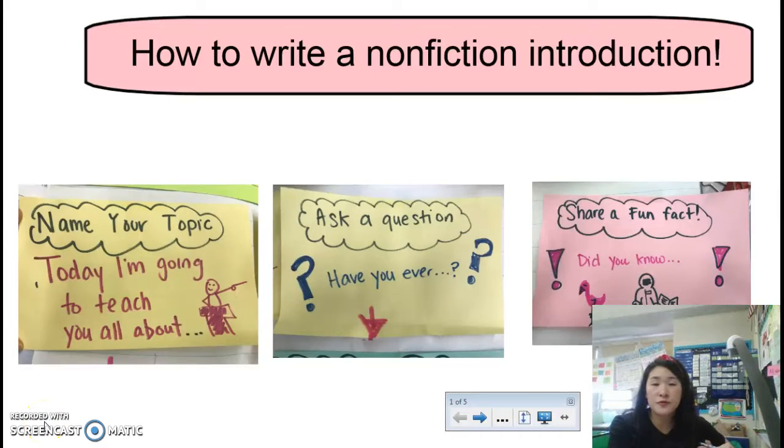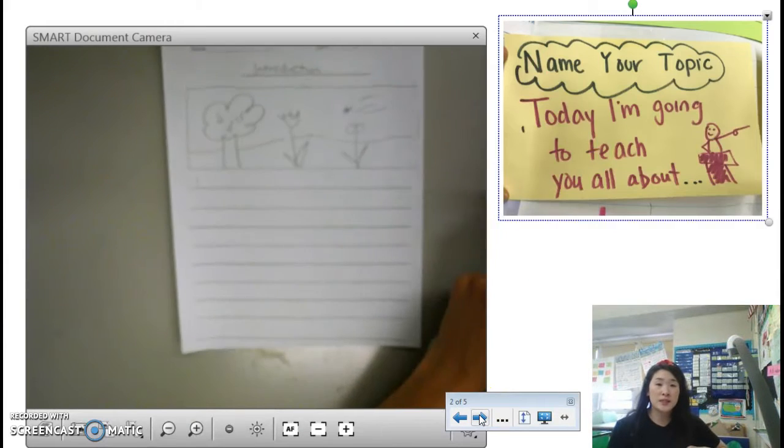Everyone, today we're going to review different ways to write a nonfiction introduction. Okay, we've already talked about how we have three main ways. First one is naming your topic, the second one is asking a question, and the third one is sharing a fun fact. I'm going to go over them really quickly, and then I'll show you how to add one to your writing. So the first one is name your topic.